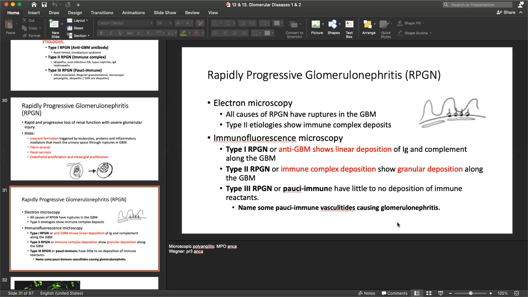Some pauci-immune vasculitides causing glomerular nephritis. I think you're probably getting vasculitis or vasculitides in cardio right now, if I'm remembering right. But I think that's on the third exam. Not totally sure. Examples of that would be microscopic polyangiitis or Wegener's, which, remember, microscopic polyangiitis is going to be MPO-ANCA, and Wegener's is the GPA, and that is PR3-ANCA.